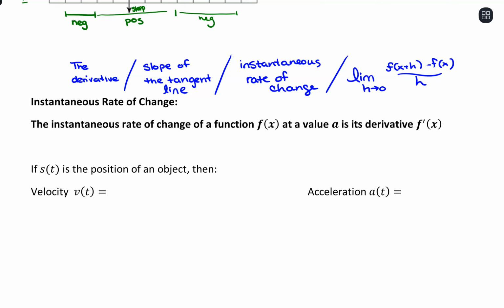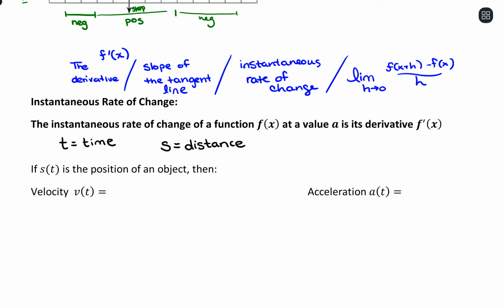And in terms of notation, the derivative, f prime of x. Okay, so all of these relate to each other as basically the slope of a tangent line at a single coordinate. So the instantaneous rate of change of f of x at a value a is the derivative f prime of x. So let's say we have a function that's mapping distance and time. So I'm going to let t equal time, and s is going to equal distance.